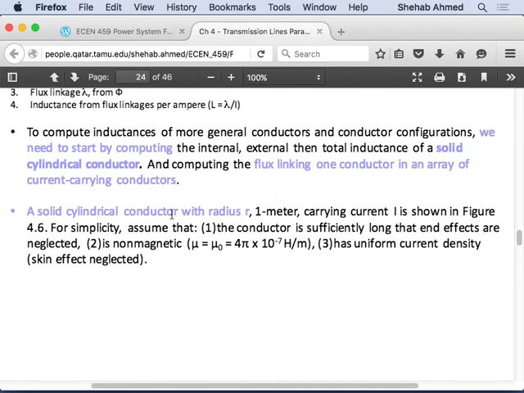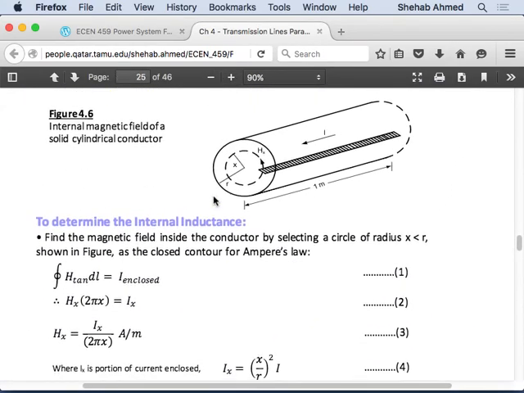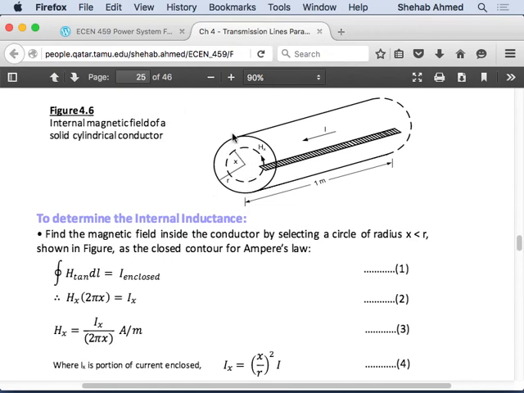Okay, so what we will assume is a conductor with a radius r and 1 meter length, carrying current I, and we will assume that the conductor is sufficiently long so that the end effects are neglected, and it's non-magnetic, so that mu is equal to mu naught, and it has a uniform current density, so we will neglect skin effect as well, right? So this will be the conductor that we'll look at. So the conductor has length 1 meter, and again, there's current I flowing through it.